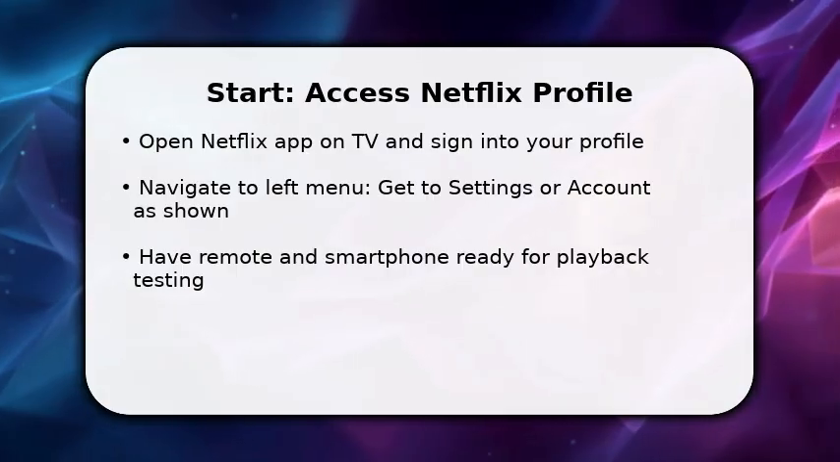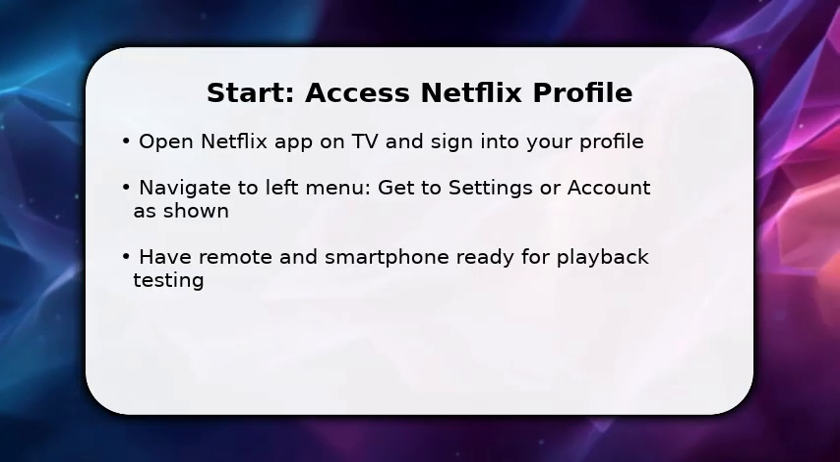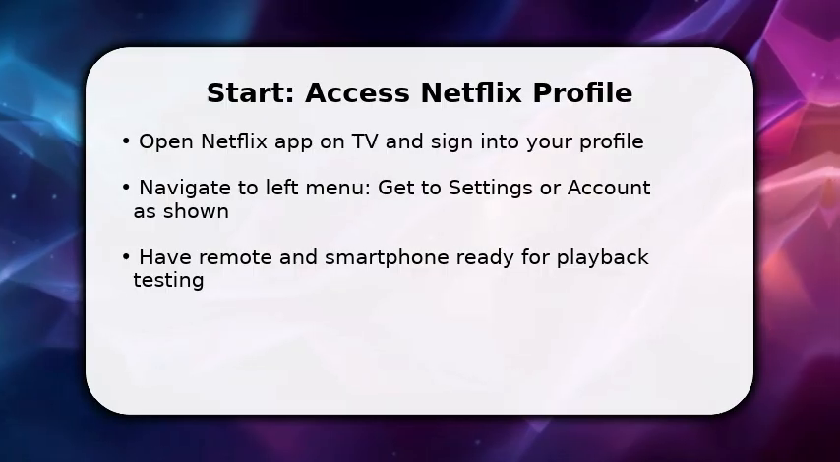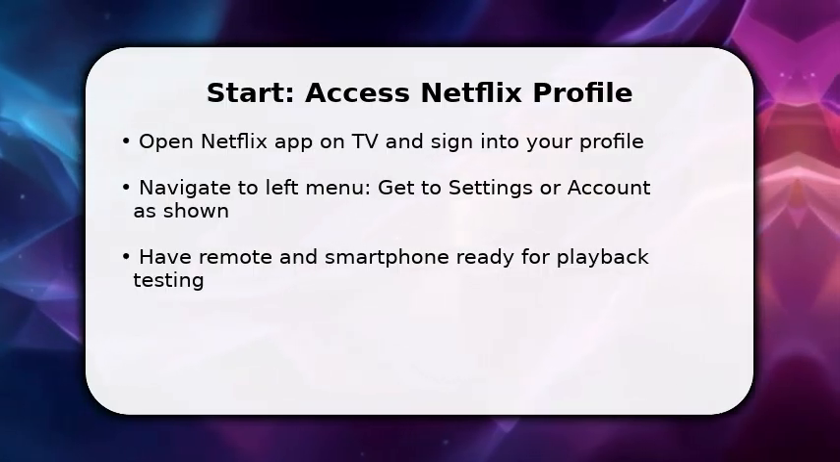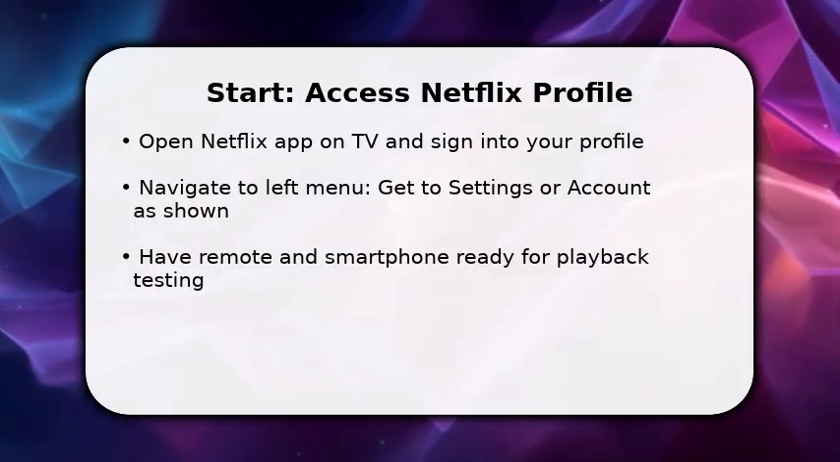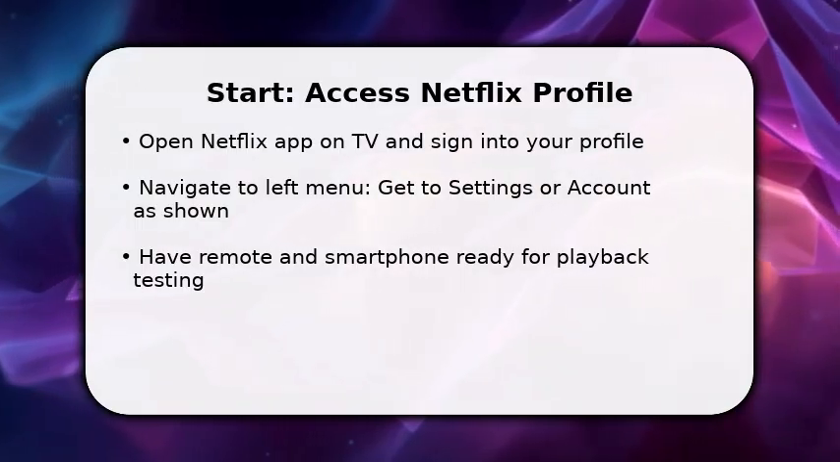You begin by opening the Netflix app on your TV and choosing the profile whose subtitle settings you will change. Once done, use the remote to open the left side menu and go to Account or Settings. Netflix on TV often links to Account for caption controls.